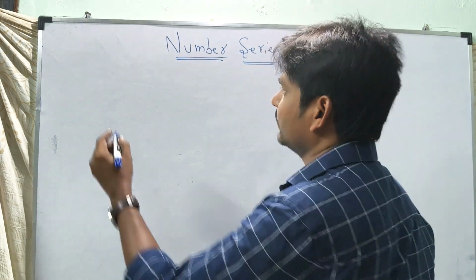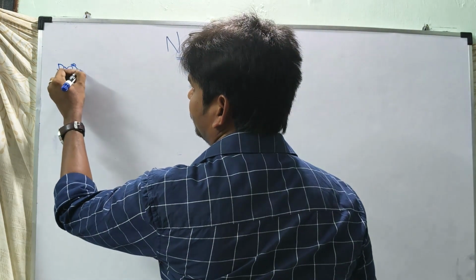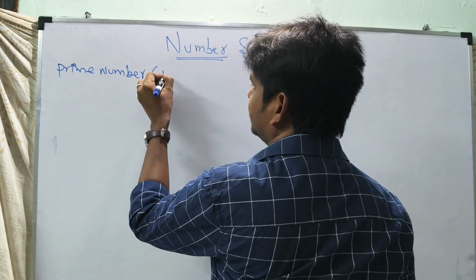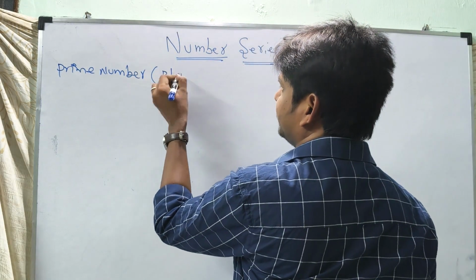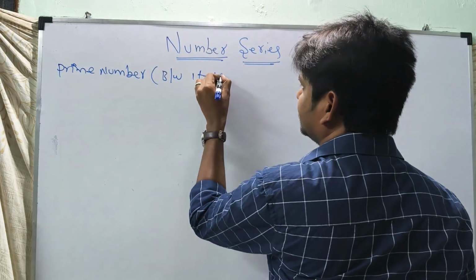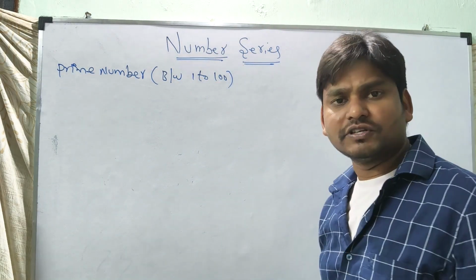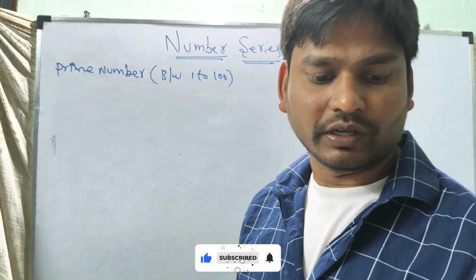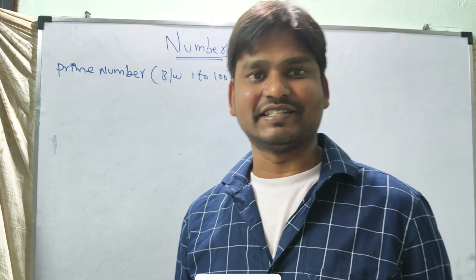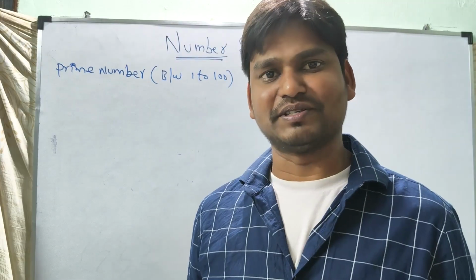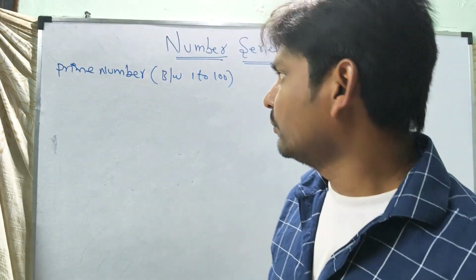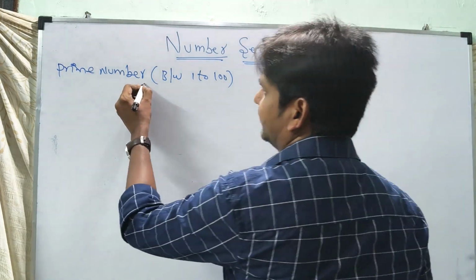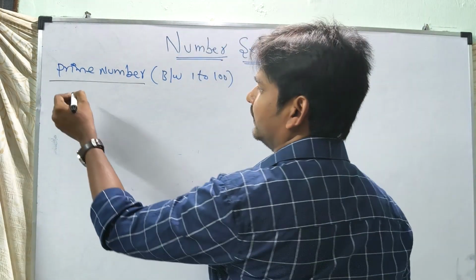Clear? So first of all, prime numbers between 1 to 100. First, what is the definition of a prime number? A number which has only two factors, 1 and itself. Those numbers are called prime numbers. You know this already. Now I am giving you the prime numbers between 1 to 100.